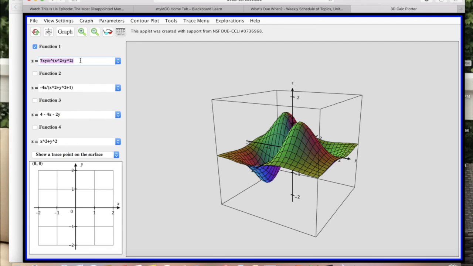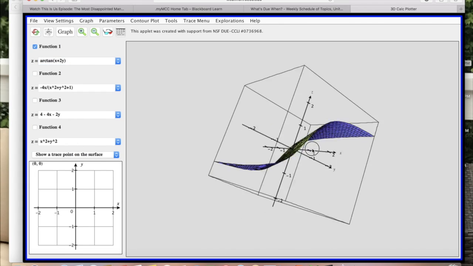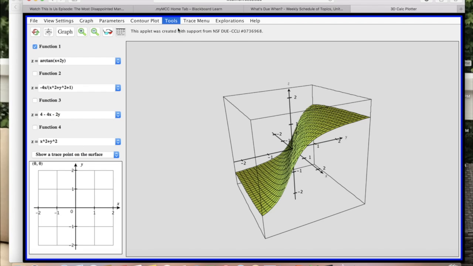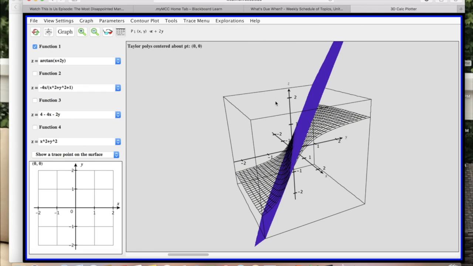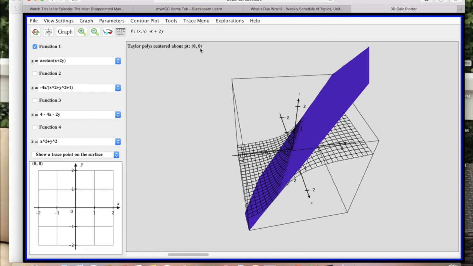Finally, when we have everything written down, we can go to the Calc 3D plotter and plug each of these in to make sure that we got the right answer. So plug it in, check the first and second degree for both to get the right answer.